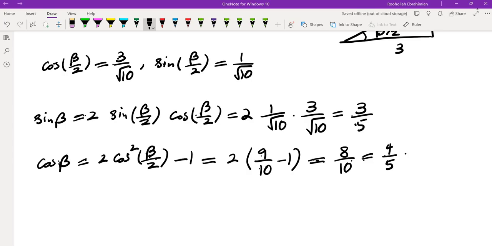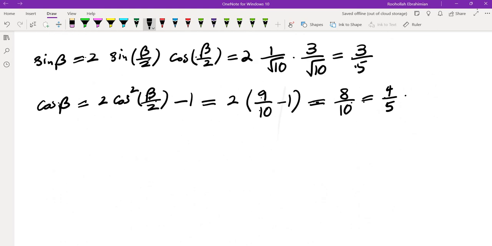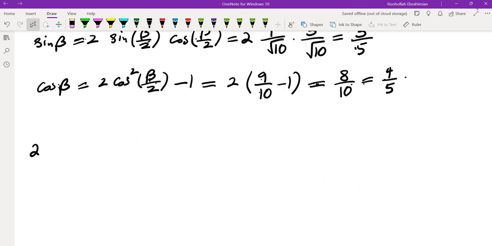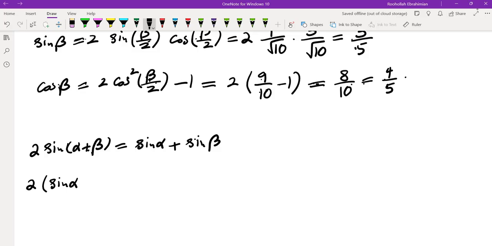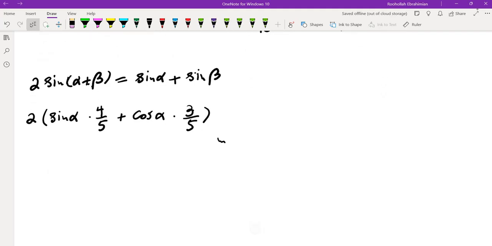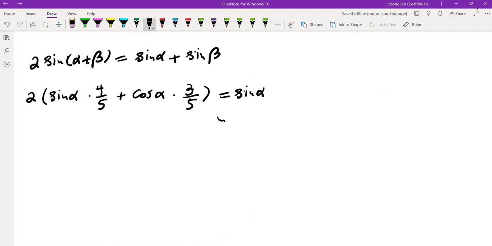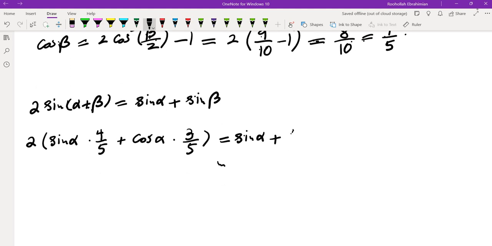Now, sine of beta and cosine of beta are found, so now we can plug them into the formula that we obtained. So 2 sine of alpha plus beta is equal to sine alpha plus sine beta. So we'll expand this. This is twice sine of alpha cosine of beta, cosine of beta is 4/5, plus cosine of alpha sine of beta, which is 3/5, equals sine of alpha plus sine of beta, which we found to be 3/5.